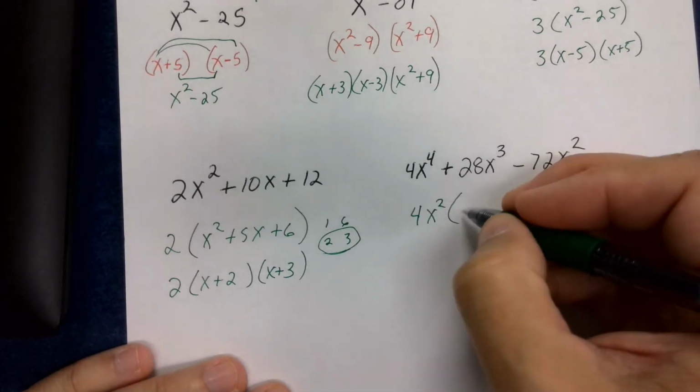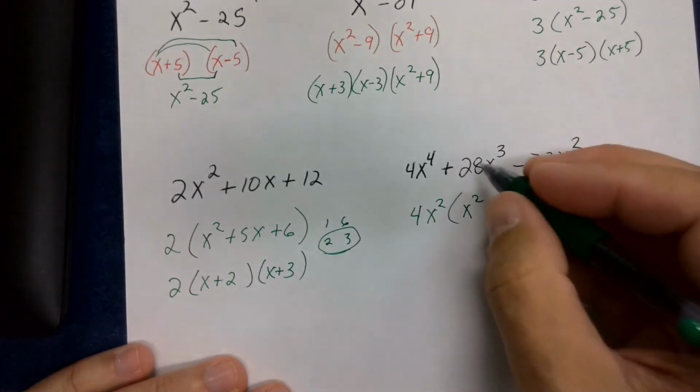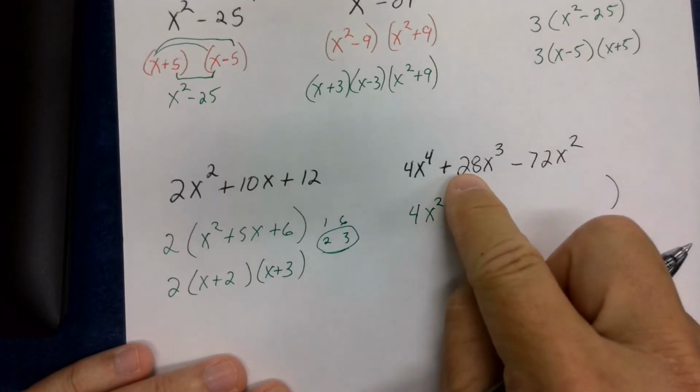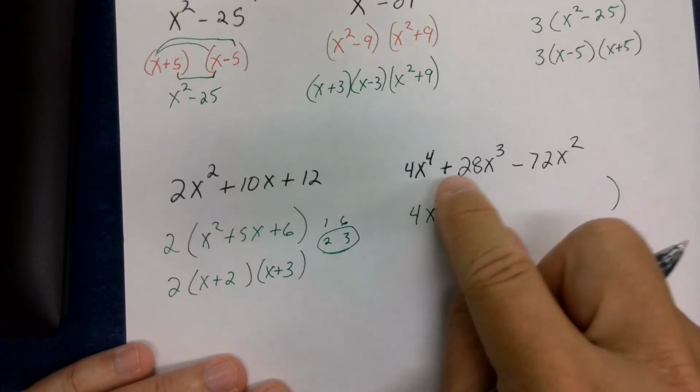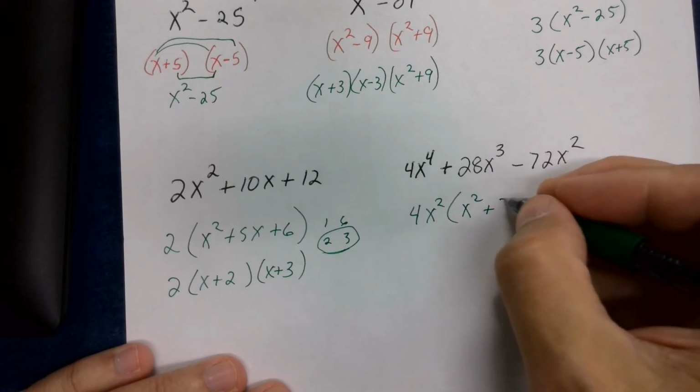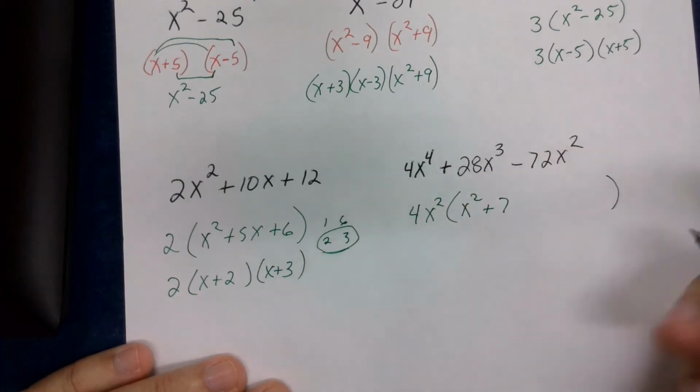So on this first term, what's left is an x squared. On the second term, it's still a plus sign, right? Plus. So 4 times what is 28? We know that's a 7. X squared times what is x cubed? We know that's an x. So now I have x squared plus 7x.